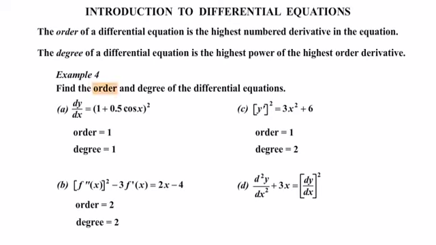So let's have a look at our order. What derivatives have we got? We've got these two here, a first and a second derivative. So that's the highest numbered derivative there, our second derivative. So that means our order is 2. Now for the degree, no power there, so the same as having a degree of 1. So it means that our degree is equal to 1.